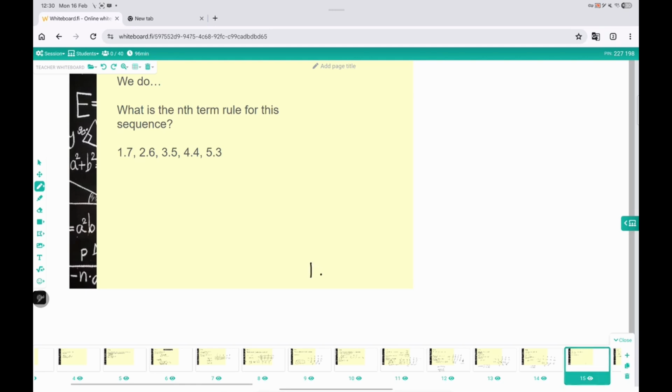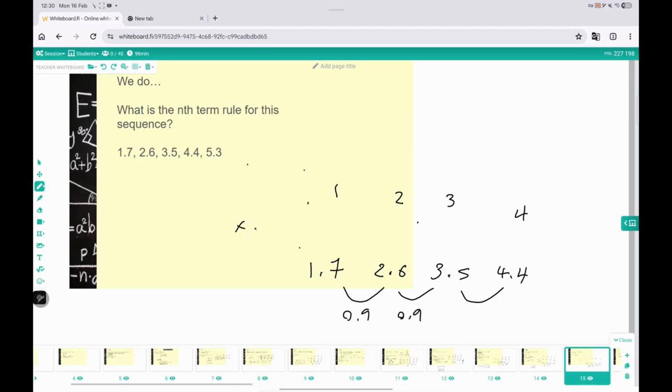Okay, so still the same method. 1.7, 2.6, 3.5, 4.4. Okay, what's the common difference between them? We're actually going up 0.9 each time. Okay, which means our rule is to times by 0.9, which, you know, we can do.